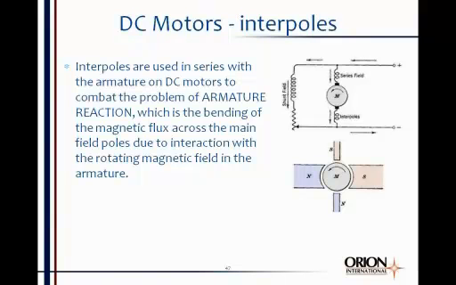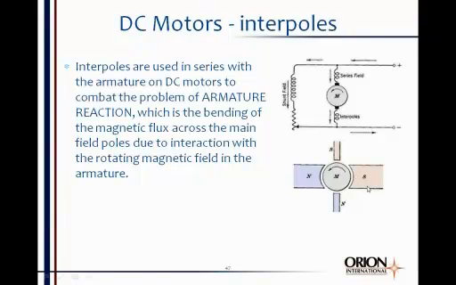Now, if you look at the bottom drawing here, you've got a main field north and south. When you put a rotating magnetic field in the middle here, this is a current flow in the armature, so you're going to have a magnetic field produced in the armature. What it does is it takes this field, which normally would go straight across from north to south, and it causes it to bend. It bends in the direction of the rotation.